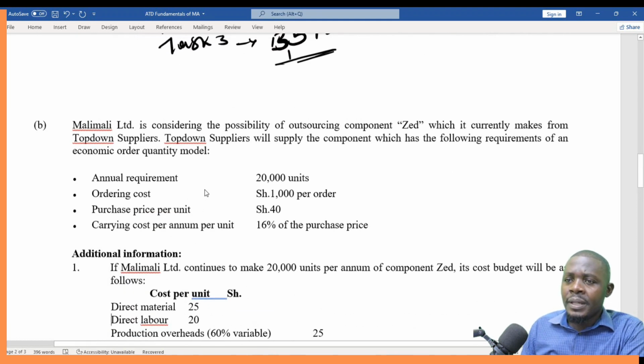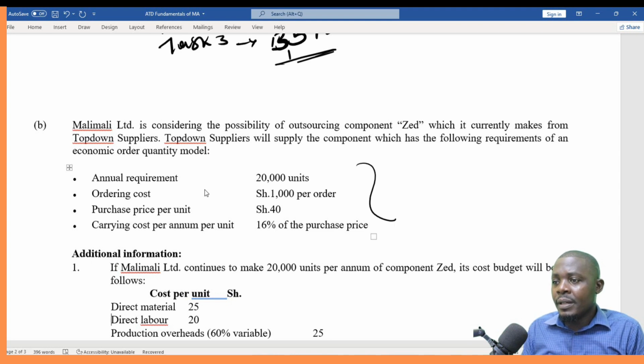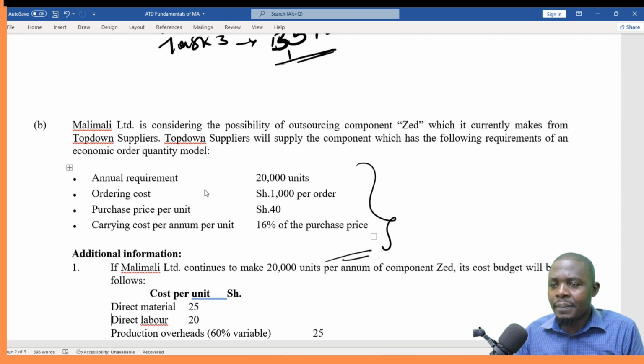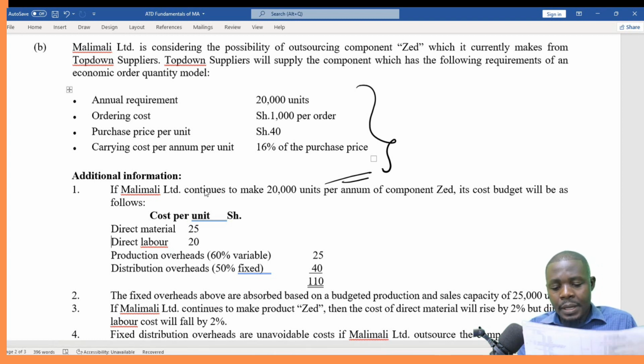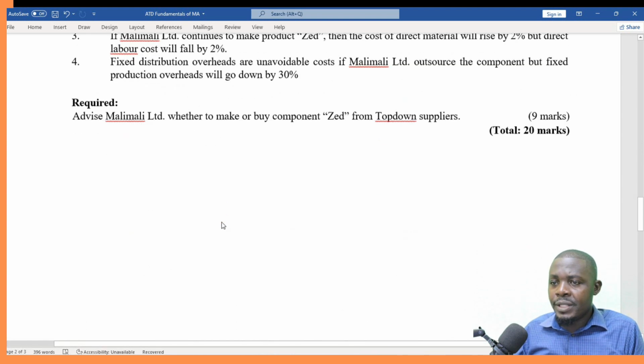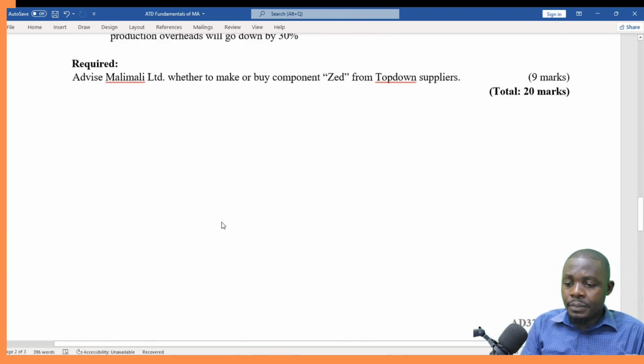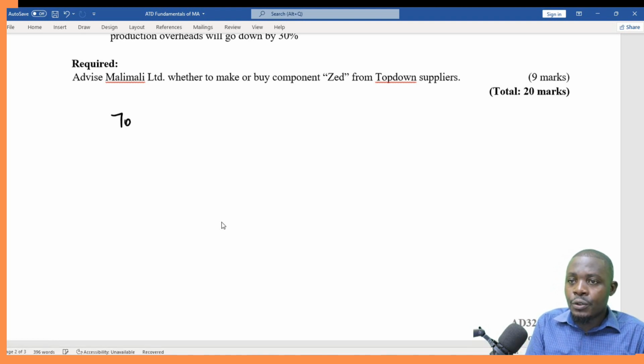Now let's see if the Top Time will supply the component which has the following figures. At that point, we can determine the total cost of this particular product using the economic order quantity. Then we can look at what Mali can make if not purchasing from Top Time. Now let's look at the requirements Top Time could provide. Let me flip this question down here. Let's deal with the Top Time suppliers.